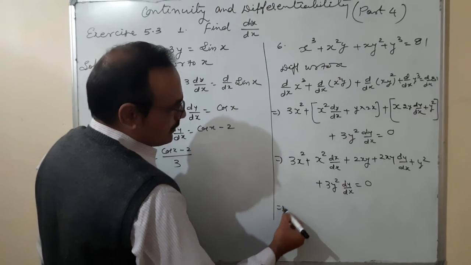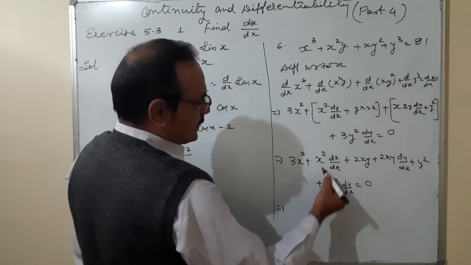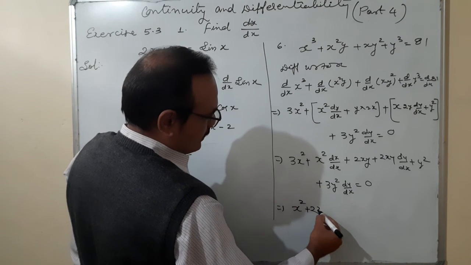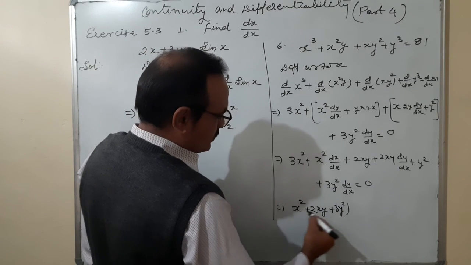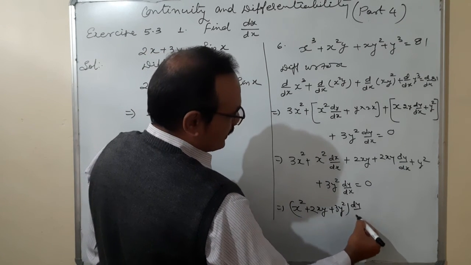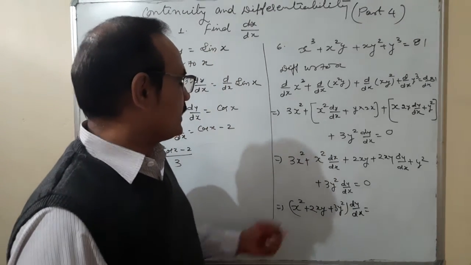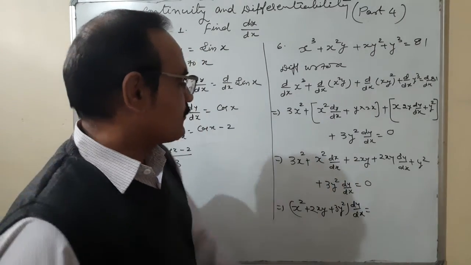So these 3 terms will be kept on the left hand side, taking dy by dx common. Then the remaining term is x square plus 2xy plus 3y square. And outside, what should I write here? dy by dx is equal to whatever the terms in which there is no dy by dx, like 3x square, 2xy plus y square, will be shifted to the other side.